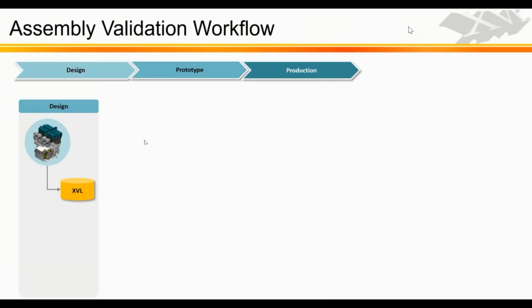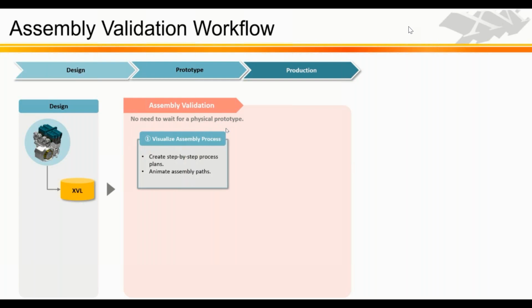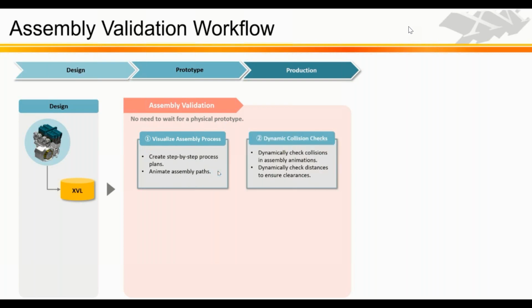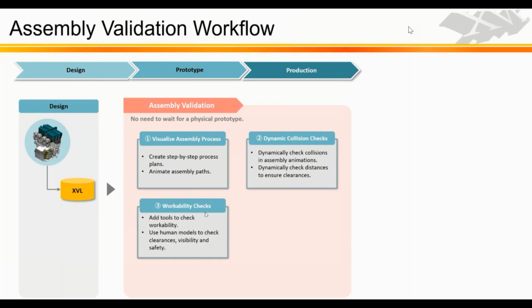Here's the workflow for digital assembly validation using XBL. You start by converting the CAD data into lightweight XBL. Then you can begin the digital assembly validation process. As mentioned before, there's no need to wait for a physical prototype. The first step is to visualize the assembly process by creating step-by-step process plans and animating the assembly paths. You can then use dynamic collision detection to check for interferences in the assembly paths. You can also use dynamic measurement to ensure proper clearances. You can then add tools and tuning models to check the workability, visibility, and safety of the assembly process.